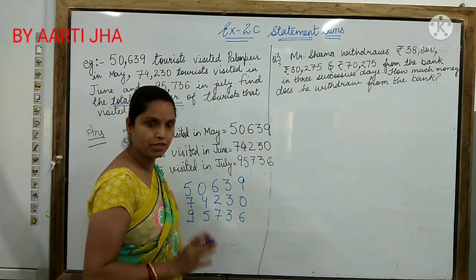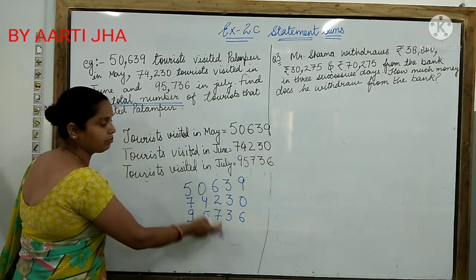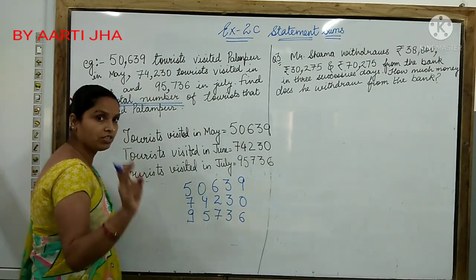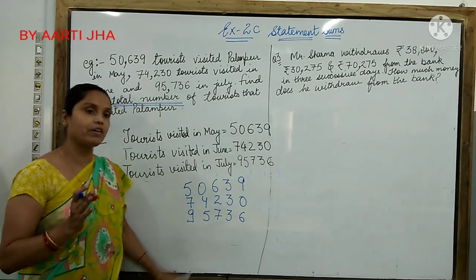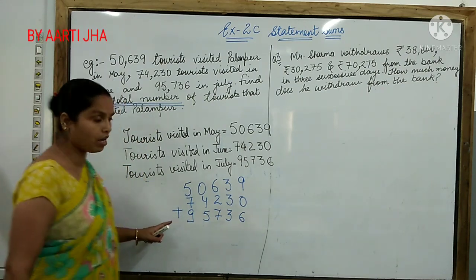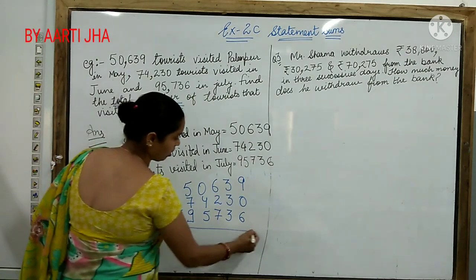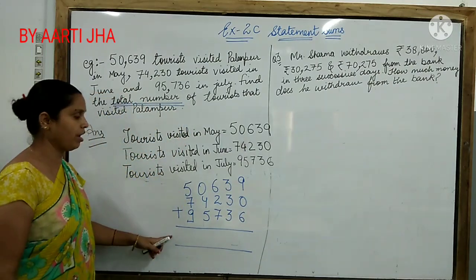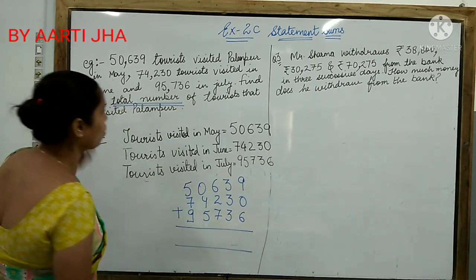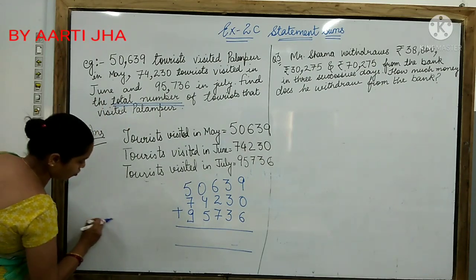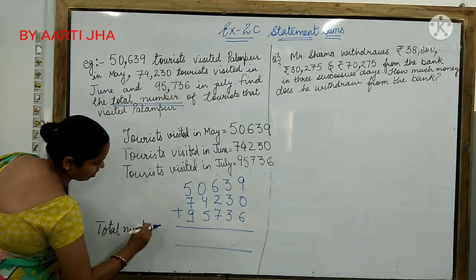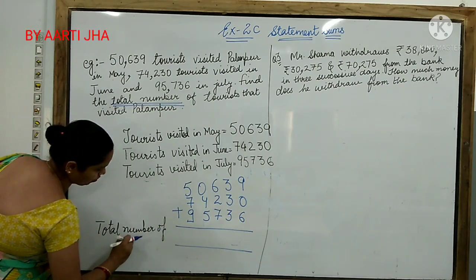After writing all the numbers in column, you can also see, children, that when I am arranging them in column, I am having proper spaces between the digits. Always have space between the digits. Which operation am I supposed to use here? Addition. So, here your answer will come. And what is this answer? It is a total number. So, write here: Total number of tourists.